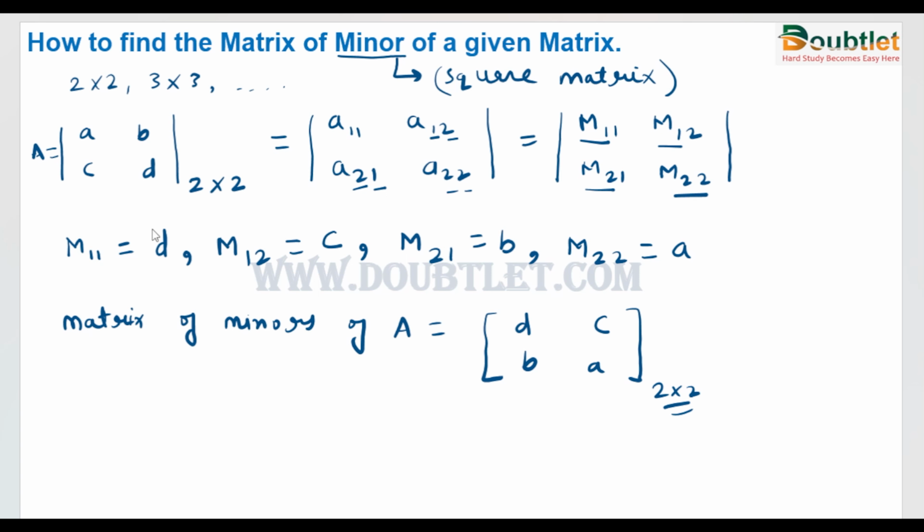Now we will learn how to find the matrix of minors for a 3 cross 3 matrix. So suppose we just name the elements as 1, 2, 3, 4, 5, 6, 7, 8 and 9. This is a 3 cross 3 matrix, meaning there are 3 rows and 3 columns. Now to find the matrix of minors for this matrix, we have to find the minor of each element.